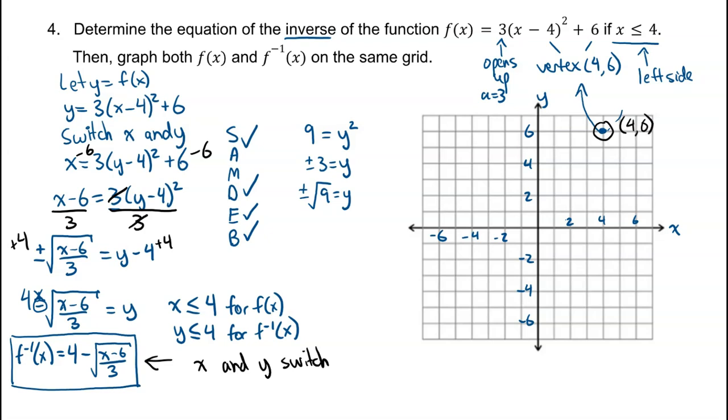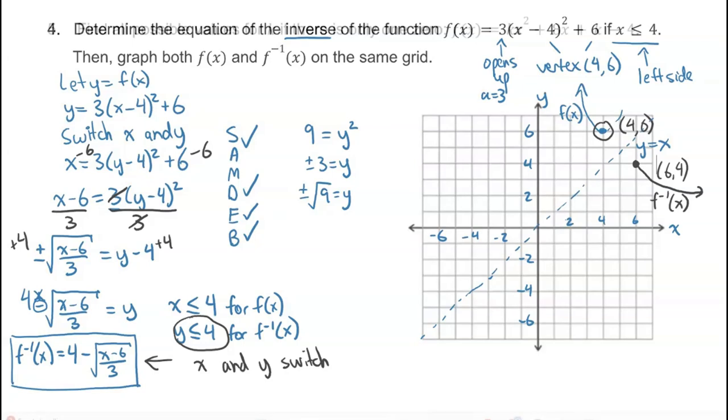So the vertex of the original function f of x was (4, 6). That means that the coordinates of the vertex of the inverse function are going to be (6, 4). And so swapping those around gives me that. And then also we had that y had to be less than or equal to 4, so it's the bottom half of a sideways parabola that opens from the point (6, 4). Now if you take that one step further, and you draw the y equals x line all the way up on the diagonal, you should be able to see that the parabola has flipped exactly over the line y equals x, because the x and y coordinates have switched.